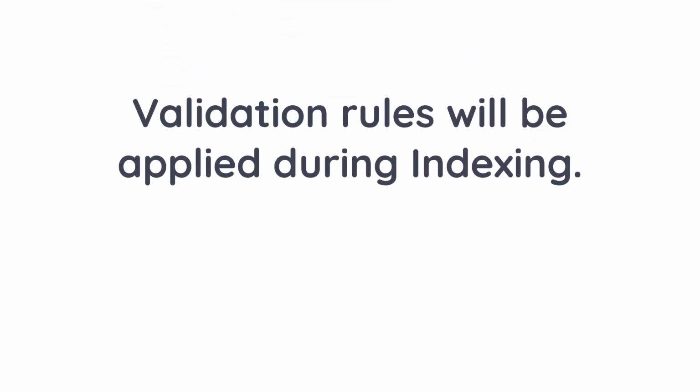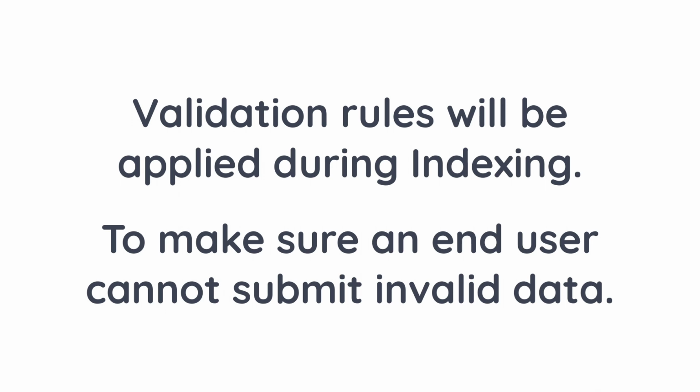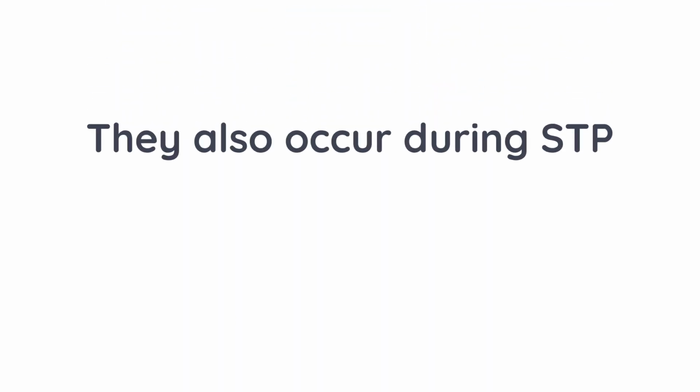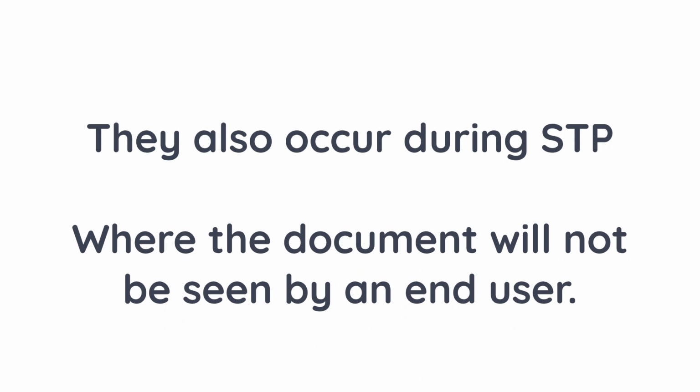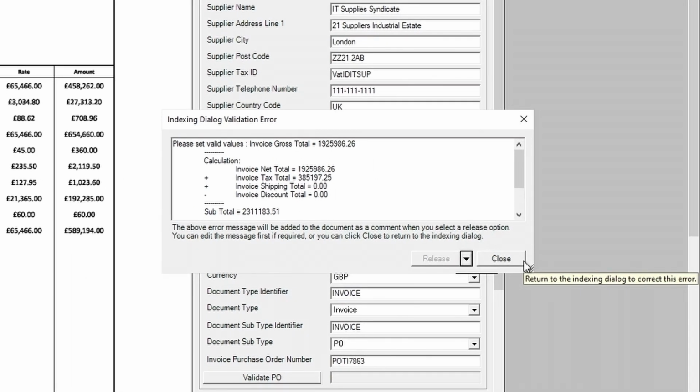Validation rules will be applied during indexing to make sure an end user cannot submit invalid data. But they will also occur during straight-through processing, where the document will not be seen by an end user. In the case where a user is prevented from moving a document due to validation, inSTREAM offers query resolution and terminations as a means to fix the issue.